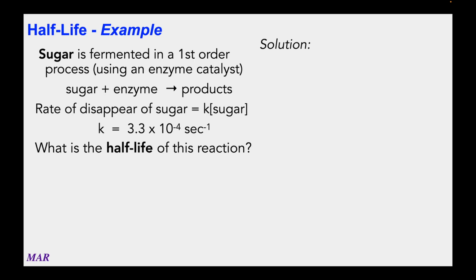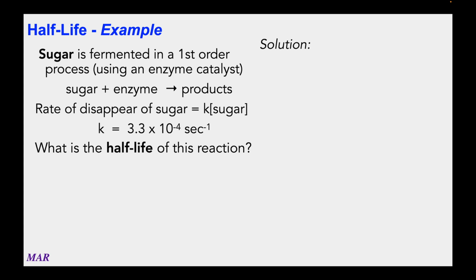Sugar, like most biological processes, is a first-order process when it ferments, and sugar and the enzyme make some kind of products. And the rate of disappearance of the sugar is first order, rate equals K times the concentration of the sugar to the first power. And the rate constant K is 3.3 times 10 to the minus 4 inverse seconds. So the question is here, what's the half-life of this reaction? And this is kind of a problem you might run into.